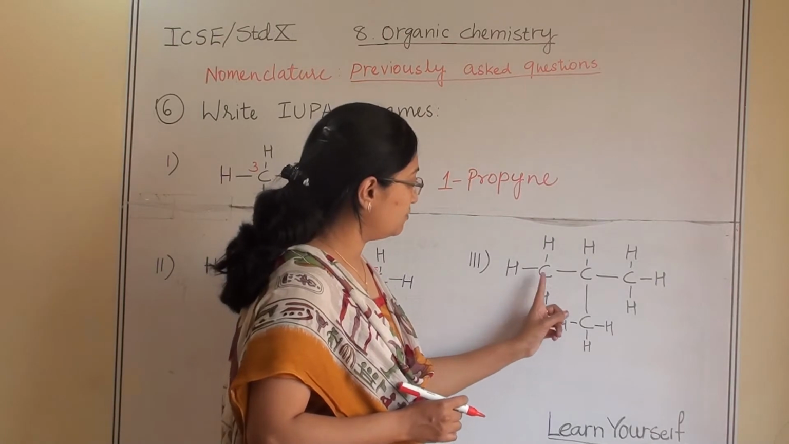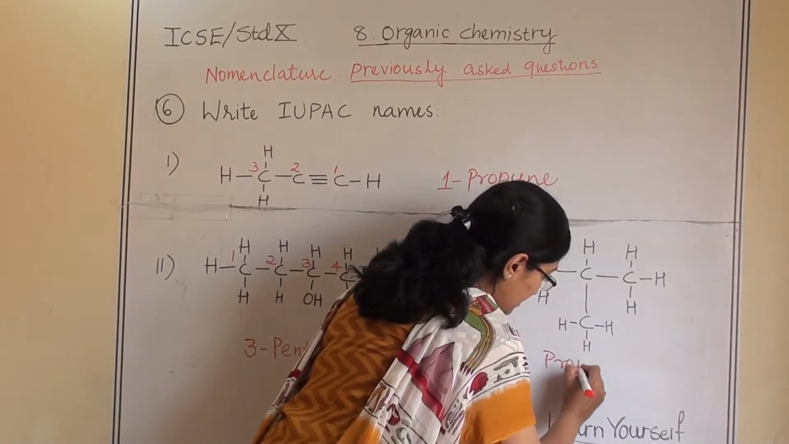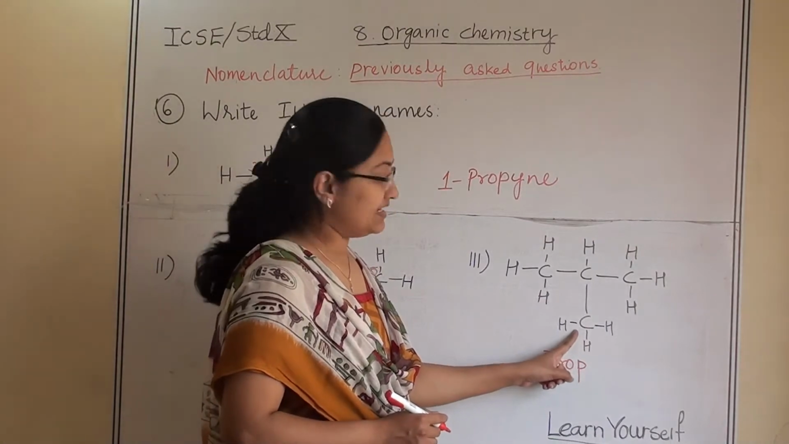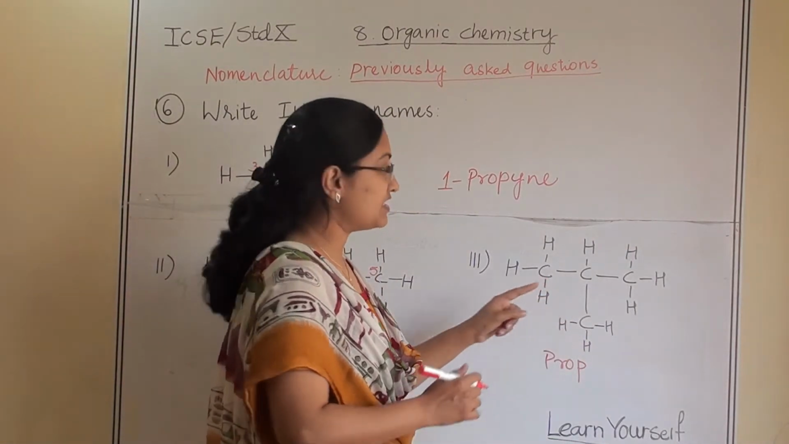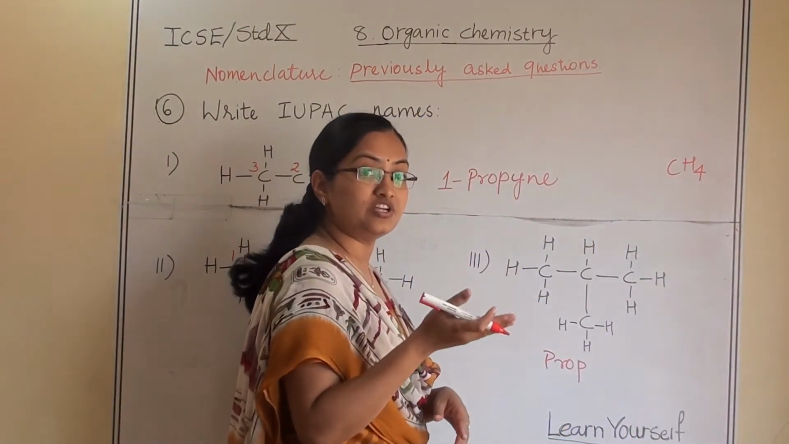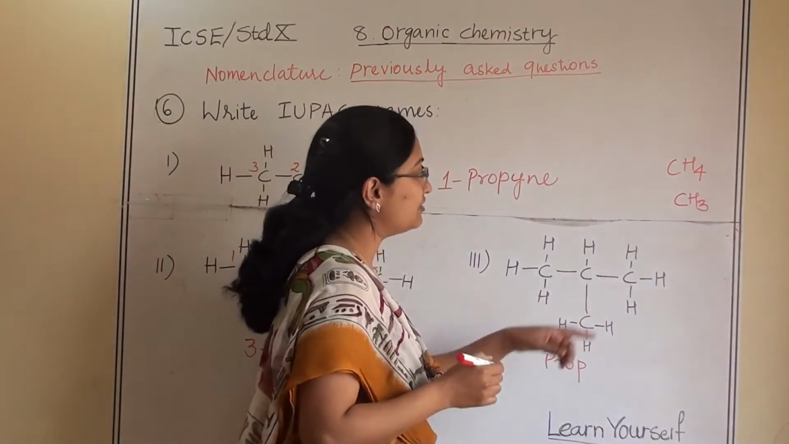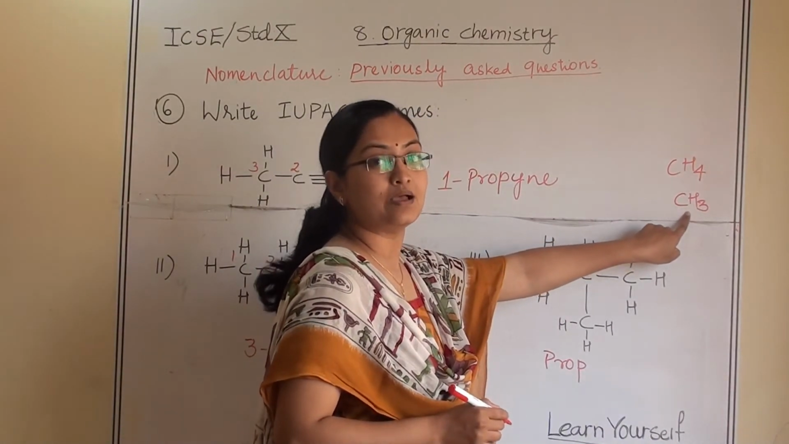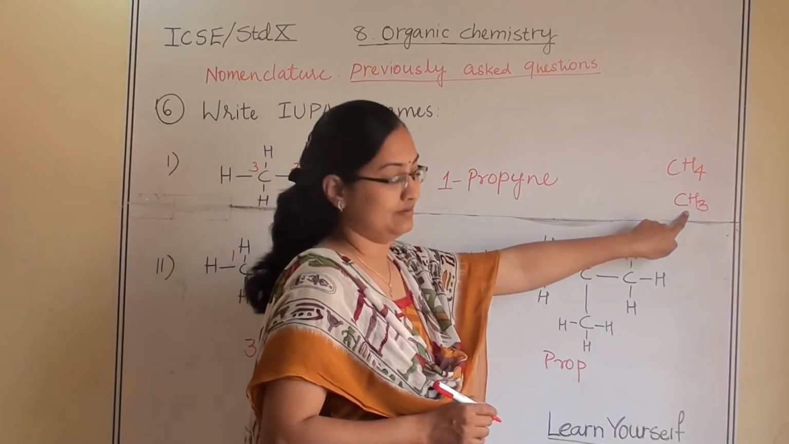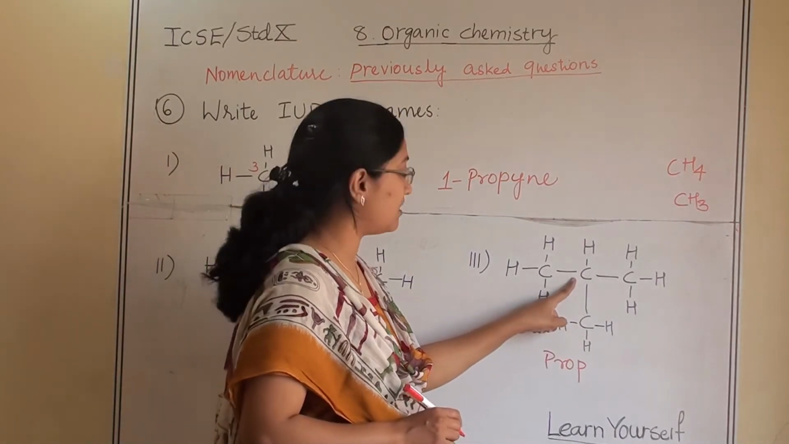Now the third one. Identify the carbon chain: 1, 2 and 3. So the root word we are going to use is prop. Now see, this methyl group is attached at this second carbon atom. What is our methane? It is CH4. When one hydrogen atom is removed from this, it becomes an alkyl group. So CH3 is known as methyl. This is methane, and this is the alkyl group methyl. So this methyl group, CH3, is attached at this second carbon atom.